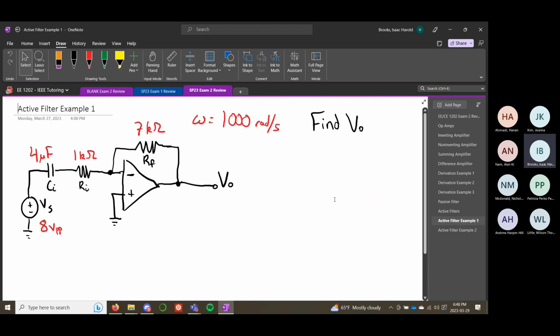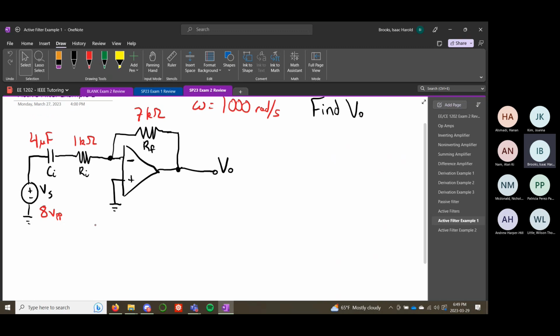So this is an example. First of all, is this a high pass or a low pass filter? It is a high pass filter, because the capacitor is on the input. So this capacitor is going to block low frequency signals. It wants us to find the output voltage.